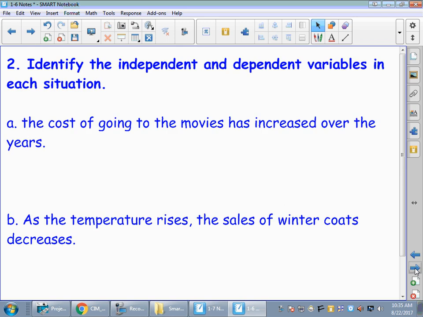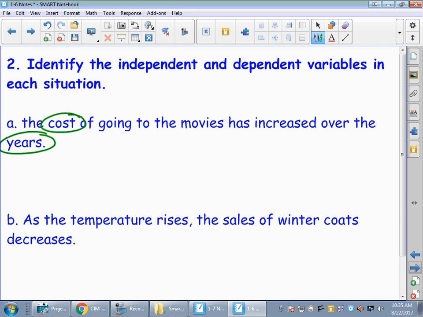Okay, so now we're going to work with that independent or dependent variable, input-output thing. Independent variables will not change because of the other variable, but a dependent variable could change depending on the independent. So in these two scenarios, we have two different pieces of information. The first thing you have to do is identify what are your things that vary. The cost of going to the movies has increased over the years. So the two things we're comparing here are the cost and years. Those things are varying. Obviously the movies are, but that's not going to have anything to do with this.